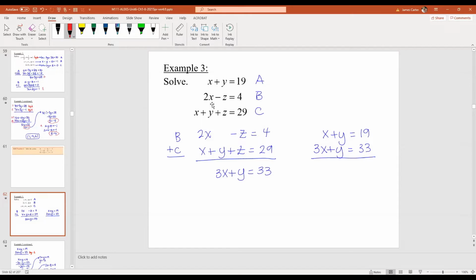x plus y equals 19, 2x minus z equals 4, and x plus y plus z equals 29. Now, there is a hidden plus 0y in this one that you need to insert in there. Okay, that's a hint on this problem. There is a hidden 0y that you need to use. They've got it right here. They just did not show it. Okay, so in this case, plus 0y.